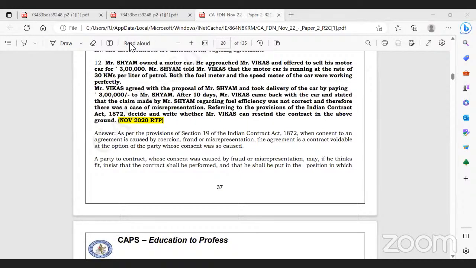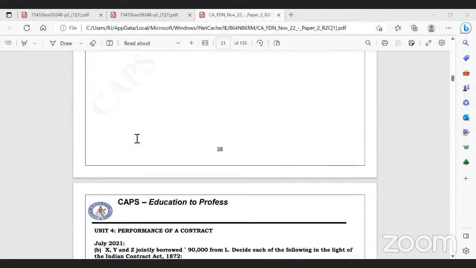By ordinary diligence, he would have ridden the car for 1 or 2 kilometers and seen whether what Mr. Shyam is telling is correct or not. So he did not use his due diligence. Whenever by ordinary diligence the person can find out whether the product is working properly and even then he doesn't do it, you cannot hold the person liable for misrepresentation. Understood or no? Yes, sir. This is a little tricky case, so be careful when you're reading. Sometimes the cases may be a little tricky.